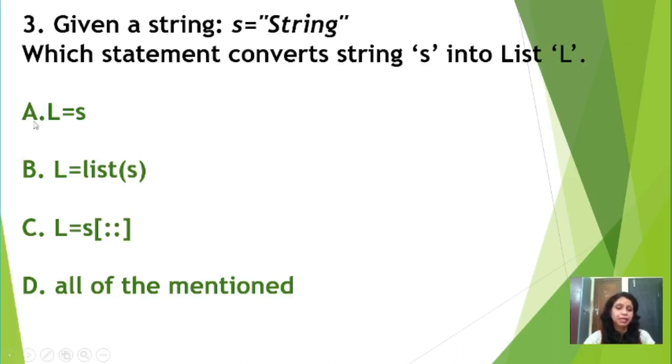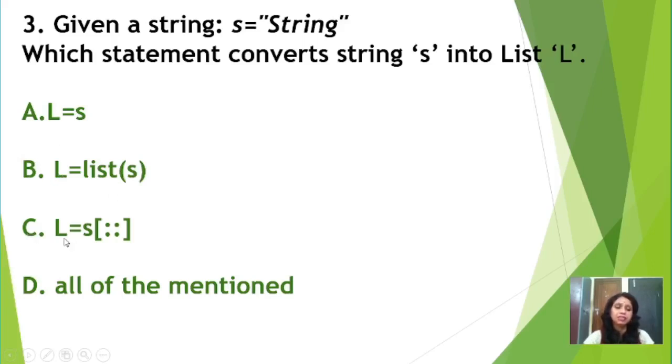So first, option A says L equal to S. That means whatever the value of S, you assign it to the variable L. And no, this one is not correct. L equal to list method, and in that method we have passed one argument, that string variable. So this one is the correct answer students. That means list method is used to convert, or to prepare a list, right students? So here the argument is S, so list method is used to convert a string into a list. So in this case your option is B.